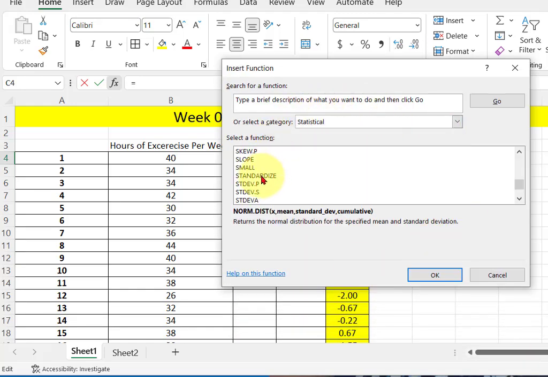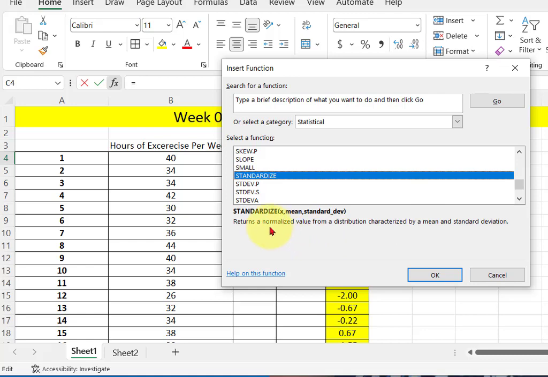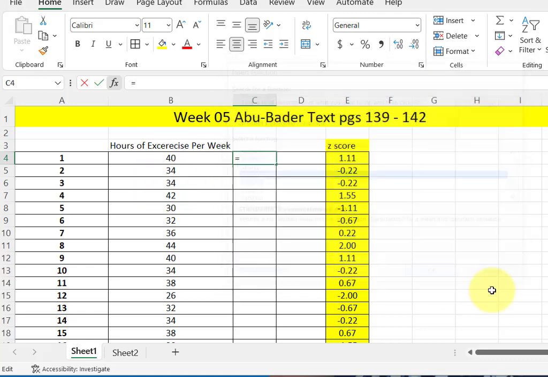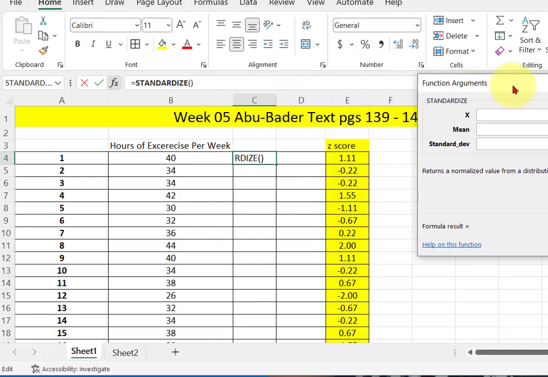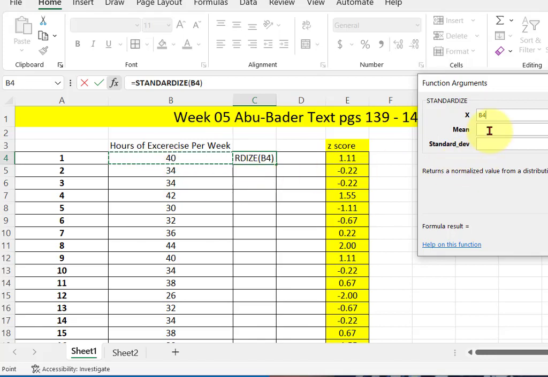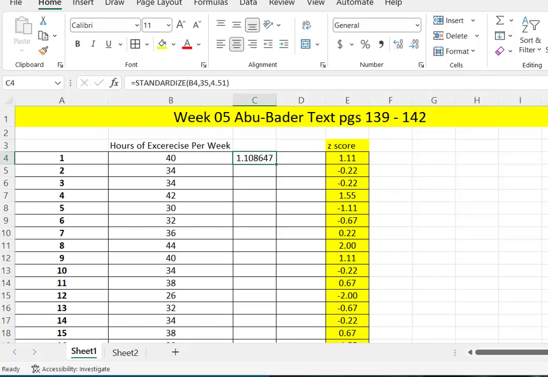So here it is right here. We're just going to go to standardize. It's going to standardize each individual piece of data, right? And so it wants, the first one is, what is the random variable? And that is the first guy's number 40. And the average, we already figured it out, is what, 35. And the standard deviation was 4.51. And click OK.